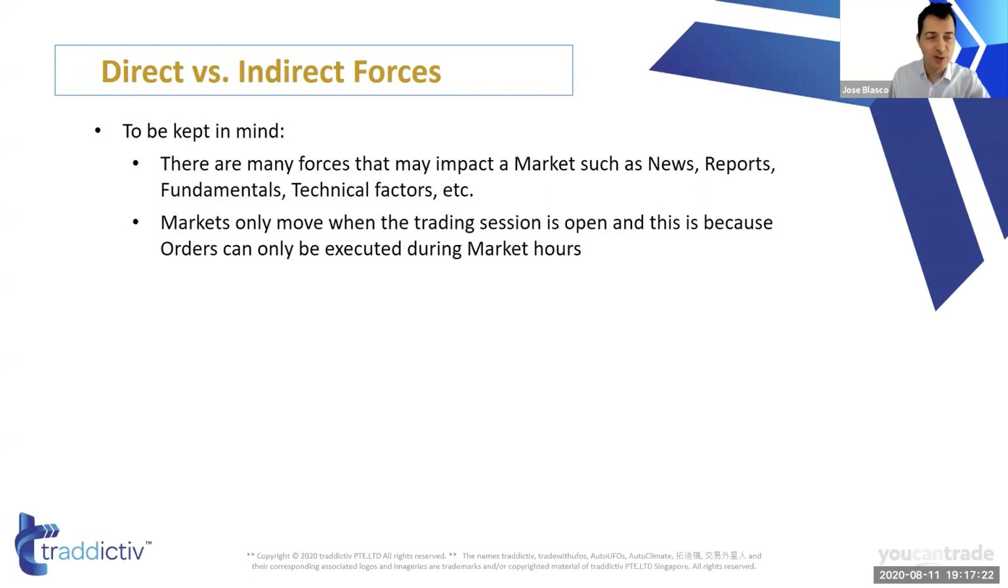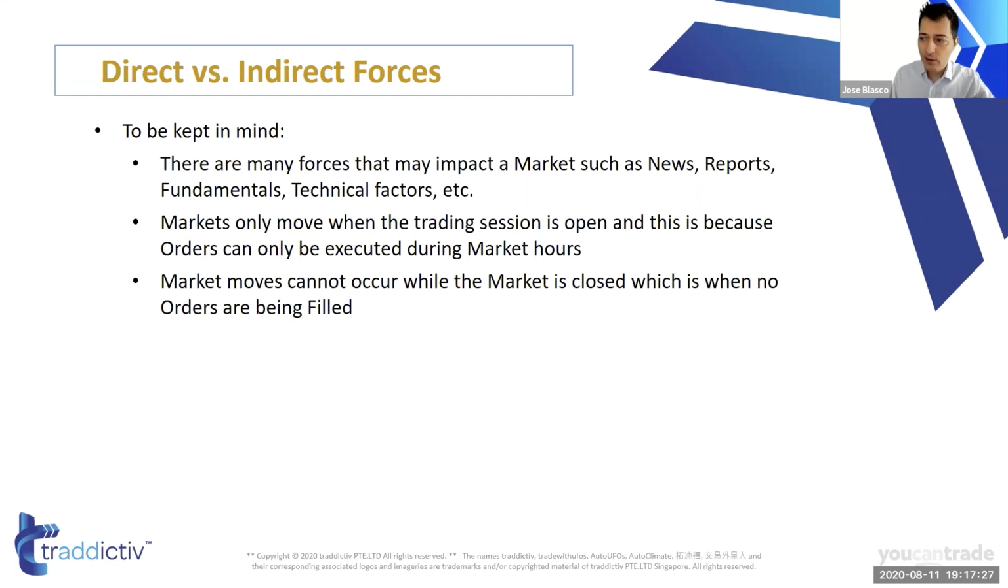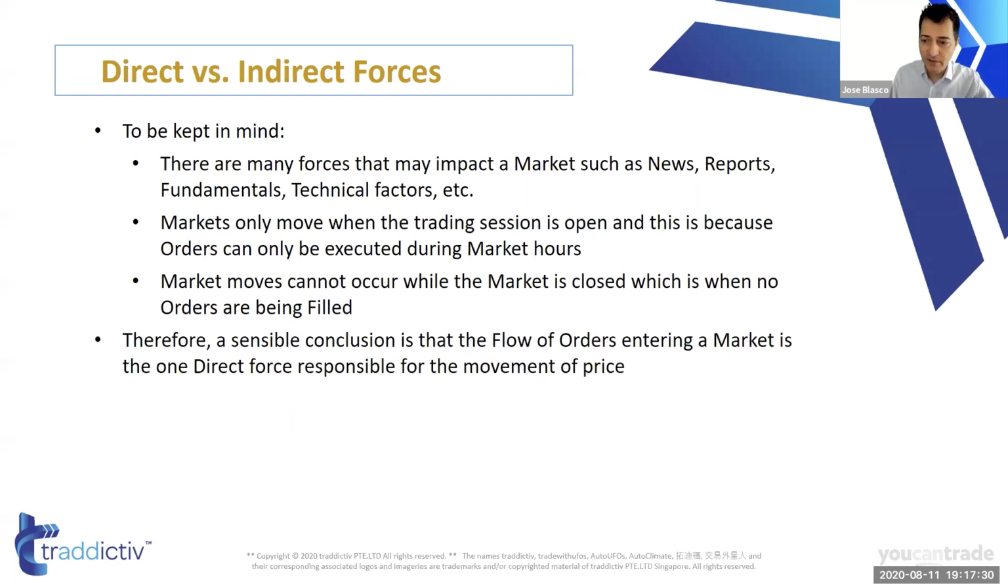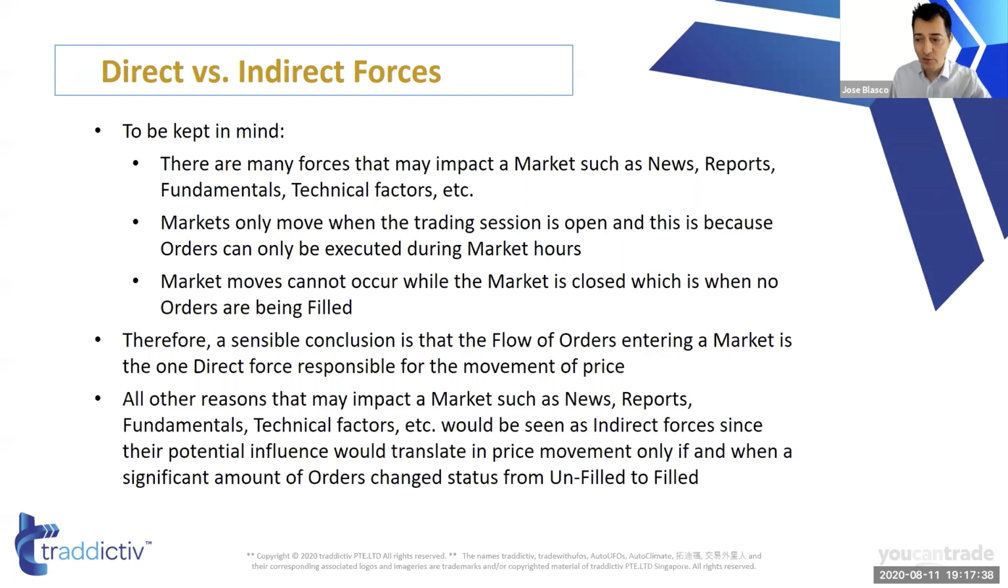which in this case could be the tsunami in Japan. It could be many more things, as we're about to explore. So market moves cannot occur while the market is closed, which is when no orders are being filled. Therefore, a sensible conclusion is that the flow of orders entering a market is the one direct force responsible for the movement of price. All other reasons, which are critical and very relevant, such as news, reports, fundamentals, technical factors, all those other reasons would be seen as indirect forces, since their potential influence would translate into price movement only if and when a significant amount of orders change status from unfilled to filled.